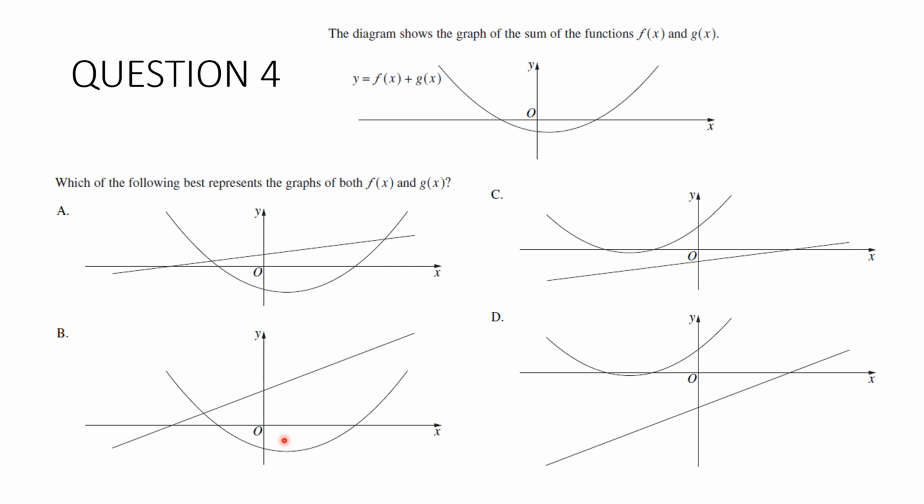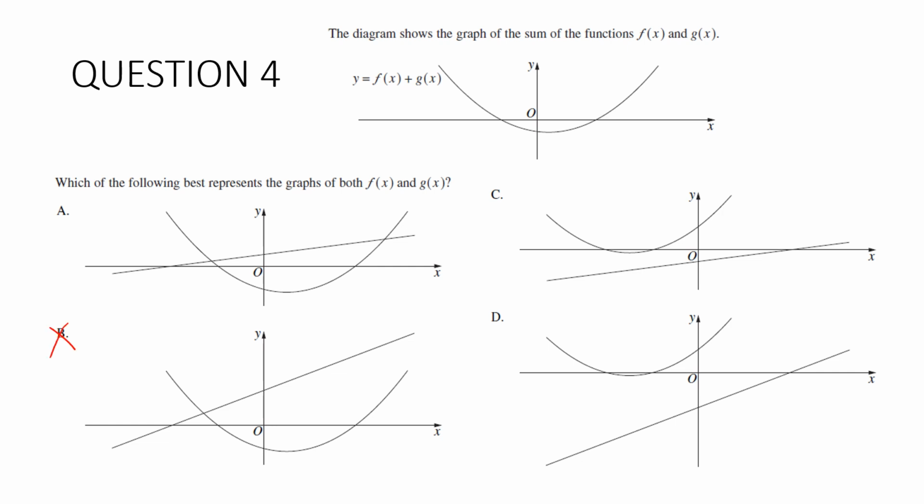Let's have a look at B. So again, we've got that same thing here, so that's possible, but have a look here. These intercepts, when we add those, we're going to get a positive number. So it is not going to be B. So we've eliminated 1.